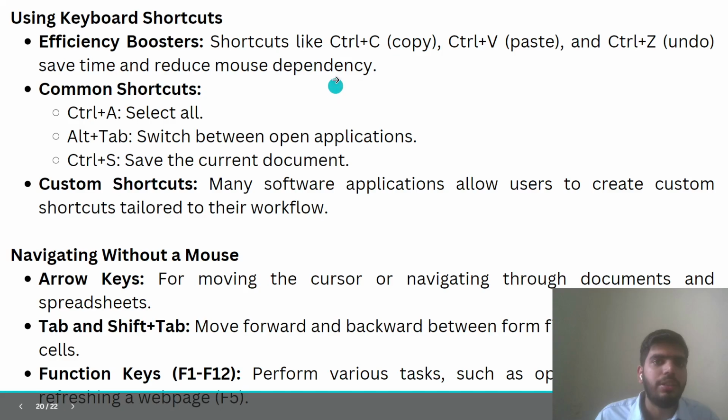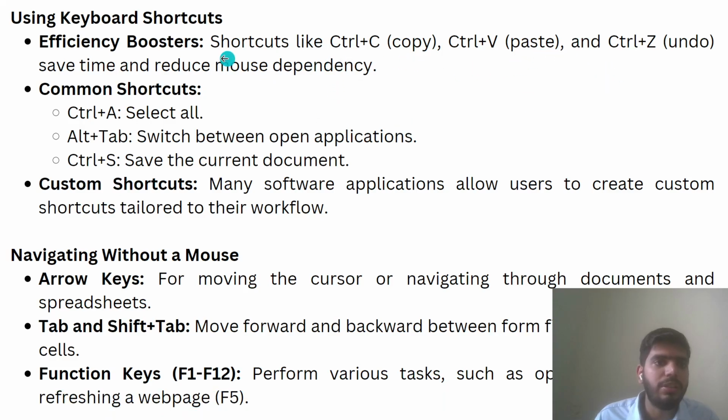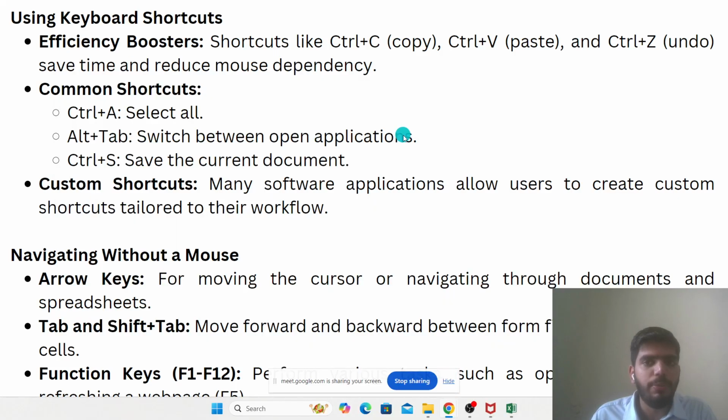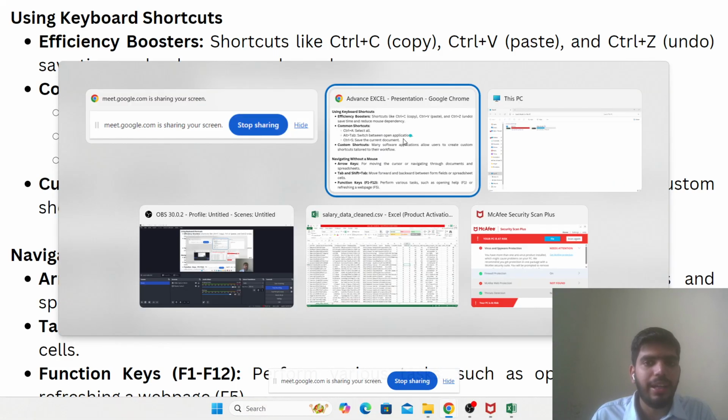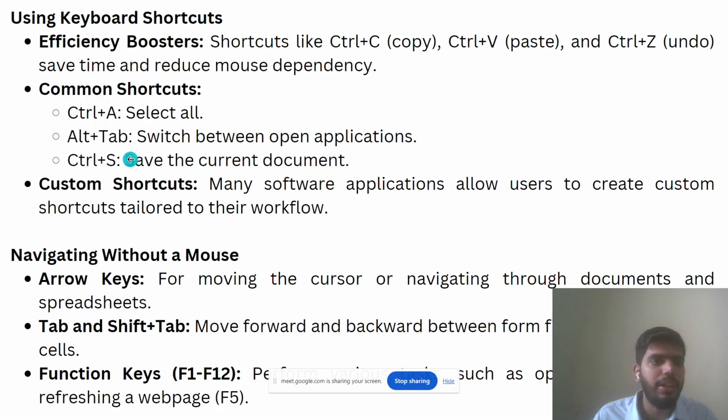Using keyboard shortcuts like Control C, Control V, Control Z saves time and reduces mouse dependency. That is what I'm saying. Keyboarding is not using the mouse at all. Control A is select all, Alt Tab is switch between different applications. So if I do Alt Tab, I'm switching between different applications. Right? Control S is save, custom shortcuts. Navigating without a mouse: arrow keys for moving the cursor or navigating through documents and spreadsheets. You can use arrow keys.